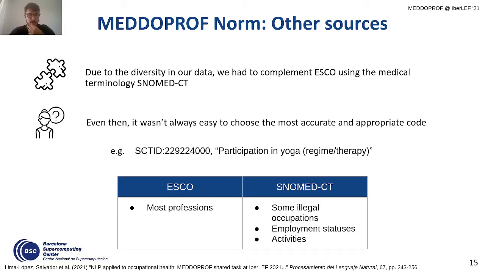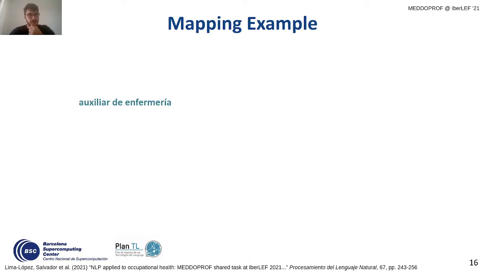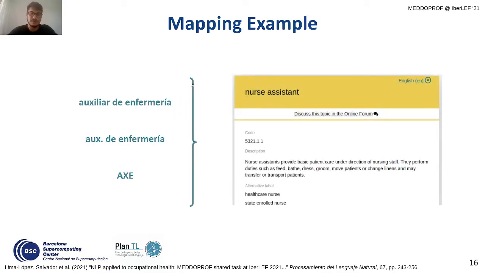Or a sport. Okay. So if you don't know what mapping is, I want to give you just a very short example. Assume we have these 3 terms: auxiliar de enfermería, aux de enfermería, and AXE. Well, mapping is about assigning them the same code because they have the same meaning. And in this case, their code would be the ESCO code 5321.1.1, which corresponds to nurse assistant. I just wanted to give you an example in case you didn't know what this was about.